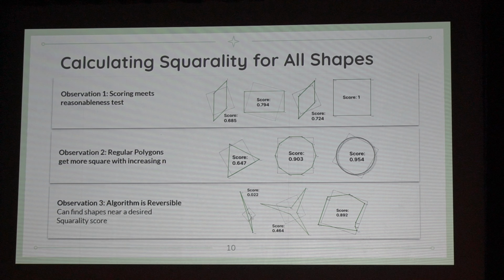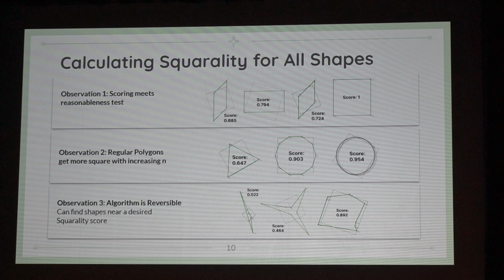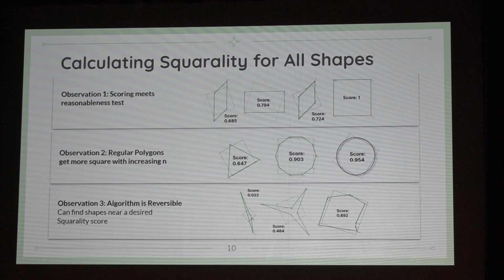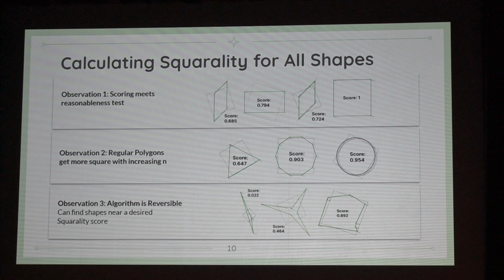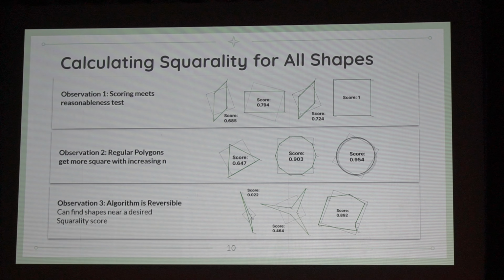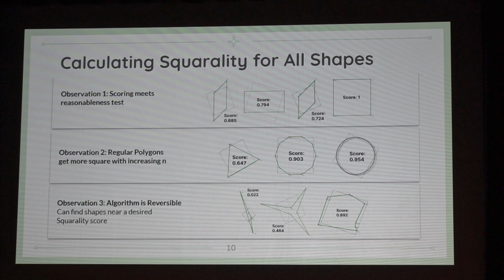And also the last one, which I think is cool, is that the algorithm is actually reversible. So you can completely reverse this and find shapes near a desired squarality score. I actually put that into my algorithm, so you can give it a desired score and a tolerance, and it'll find multiple shapes with that score in mind. And it does this just by shrinking or dilating the shape or trying to make the sides more even.